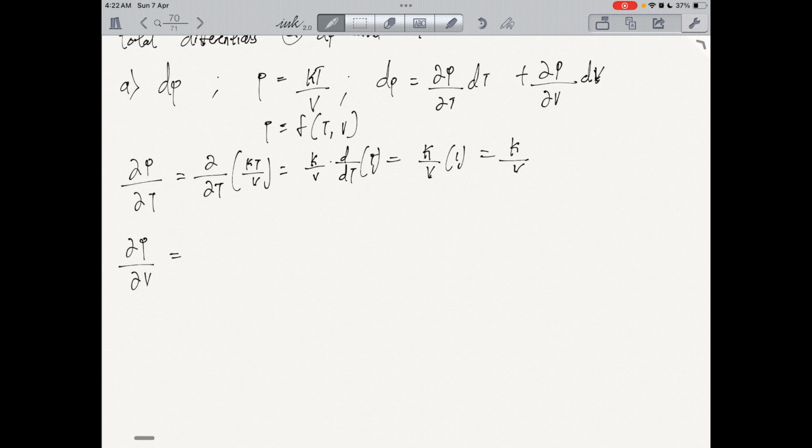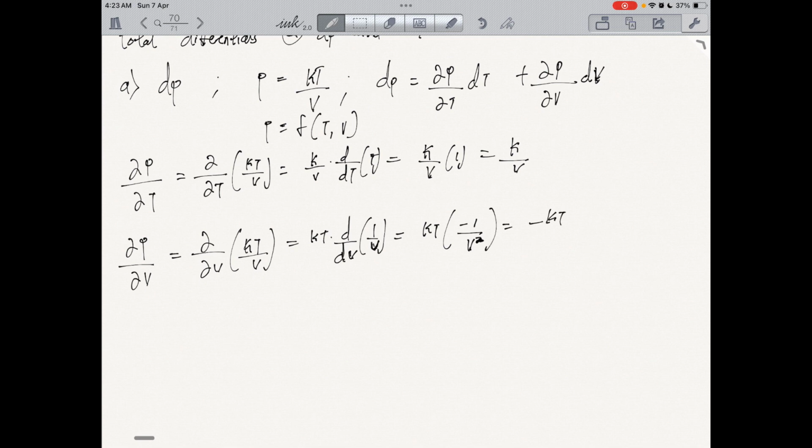And likewise for ∂P/∂V of KT over V. Realize that KT is a constant and we have a partial differential with respect to V of 1 over V, and this is KT multiplied by minus 1 over V squared, because 1 over V is the same thing as V raised to the power minus 1, and this will be minus KT divided by V squared.